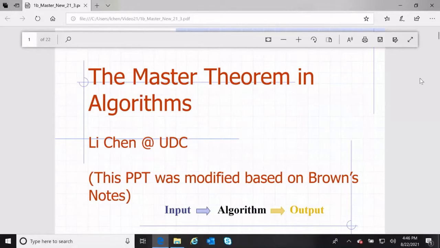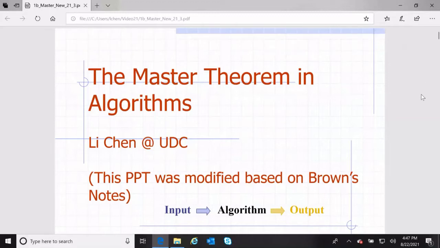This theorem is quite useful for analyzing many algorithms, but it is relatively hard to prove. I'm going to use maybe 45 minutes to 1 hour to show all three cases of the algorithm. These lecture notes were modified based on Brown University's notes. Let's get it started.